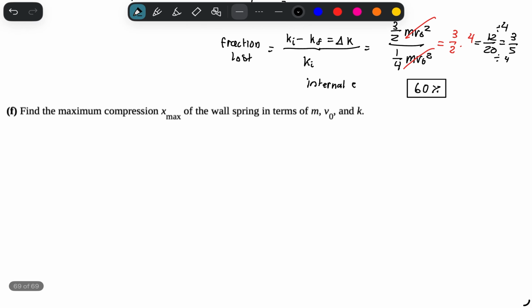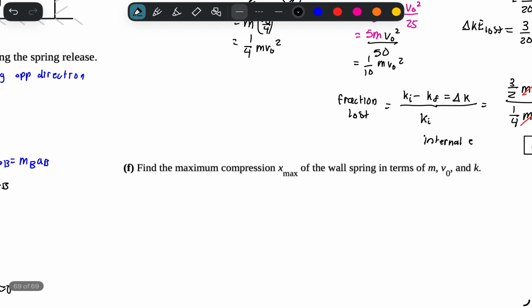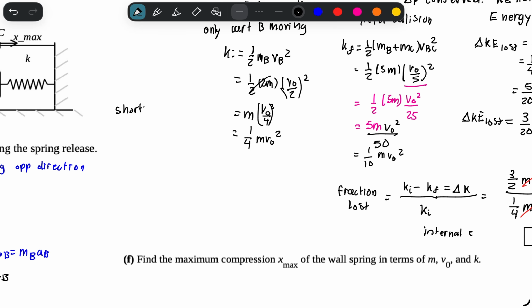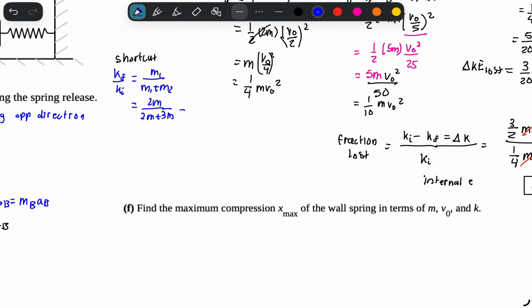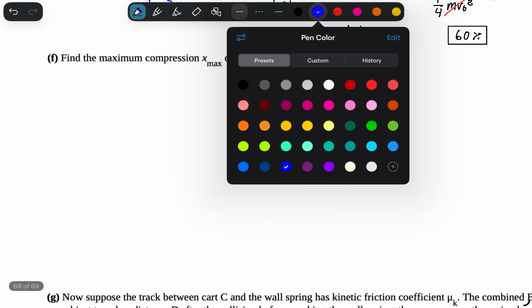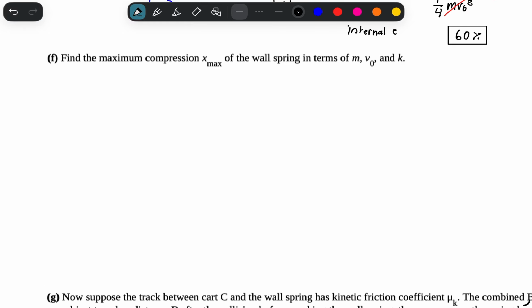So we can also do a shortcut for this. Again, we know that we're finding the ratio of the two over the initial. So we have m1 plus m2, so you have 2m over 2m plus 3m. And we get 2/5. So then to find the fraction lost, it's just going to be 1 minus 2/5, aka 3/5. Now find the max compression, x max, of the wall in terms of m, v initial and k.